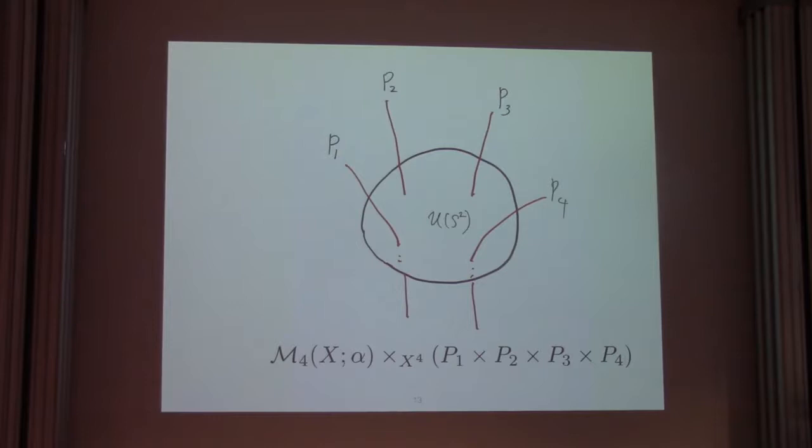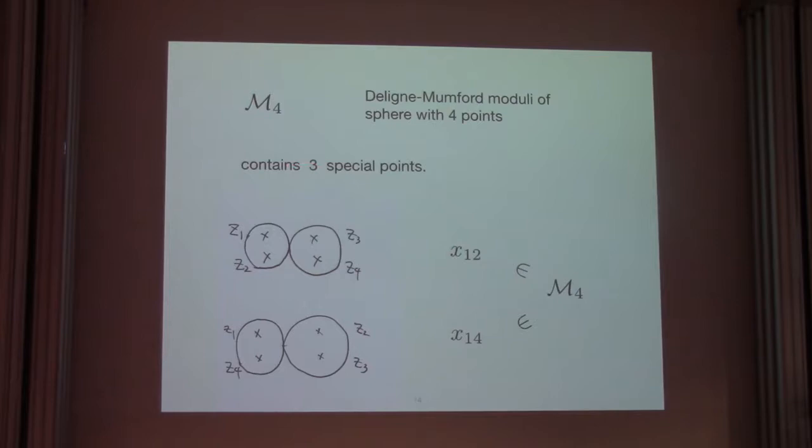Then this Deligne-Mumford moduli space is S2, and it has three special points. I want to focus on two special points, x1,2 and x1,4. x1,2 is this picture, this nodal S2, so that the first and second marked points lie on one component, and the third and fourth marked points lie on the other component. We have another singular picture, x1,4. Here z1 and z4 lie on one component, and z2 and z3 lie on the other component. We have these two points, x1,2 and x1,4. So we consider this M4 with two marked points.